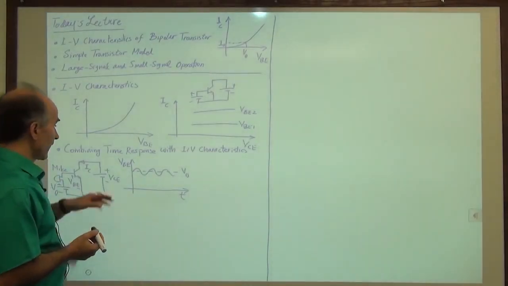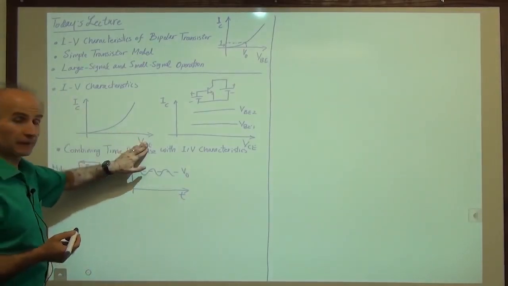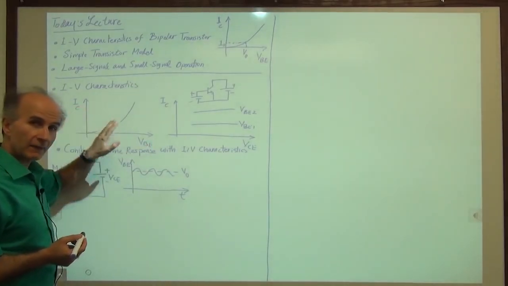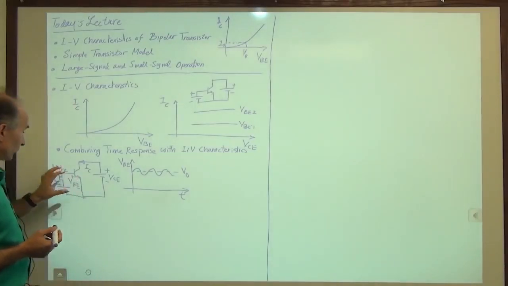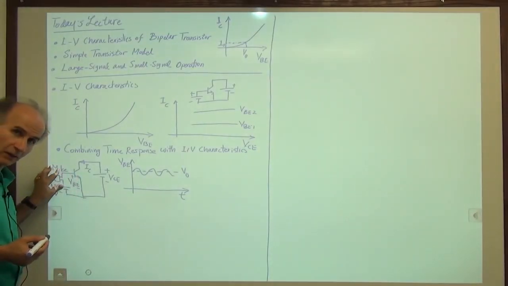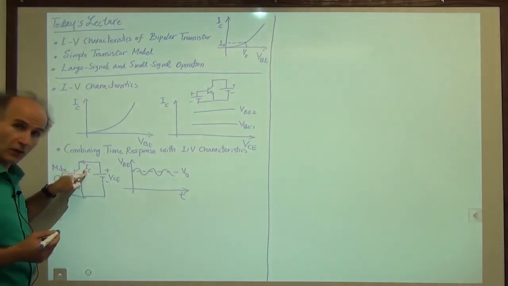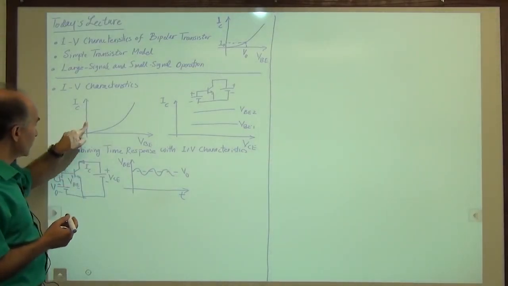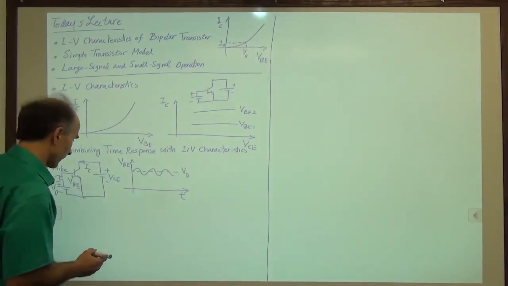Now, I have the base emitter voltage as a function of time. I have IC as a function of VBE. So how do I find IC as a function of time? Because if the base emitter voltage is changing as a function of time due to the microphone signal, I am also interested to see how the collector current changes as a function of time. So I would like to combine this plot and this plot, right? So here's a nice way of doing that.